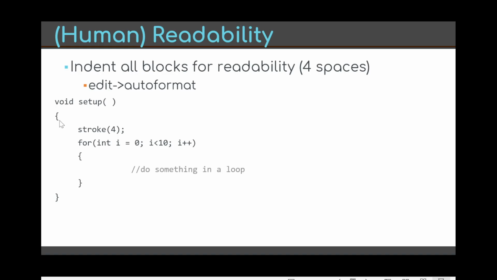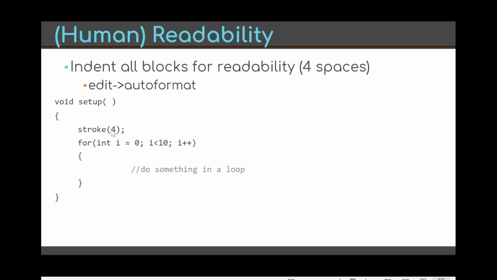Curly brace. So here's what setup does. Everything between this curly brace and this curly brace is executed at setup. All these commands are written. So the first command we have is the command name stroke. Its parameter list is everything between the left parenthesis and right parenthesis, right here. And that is 4, the value 4.